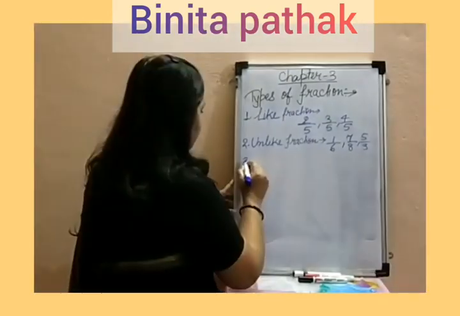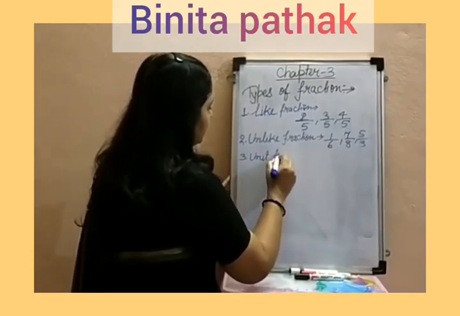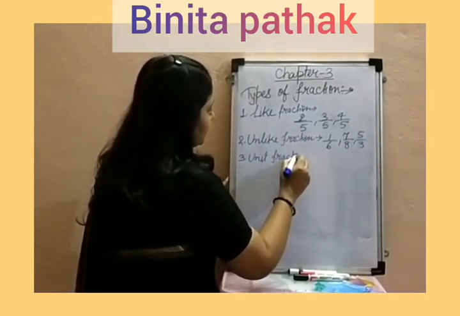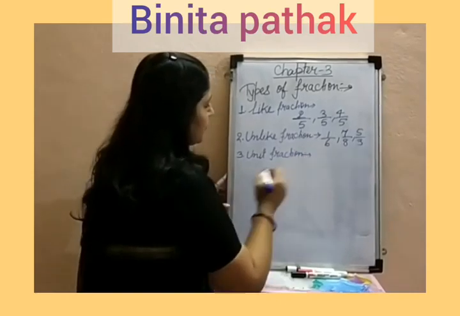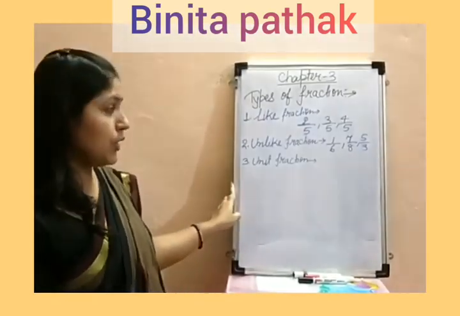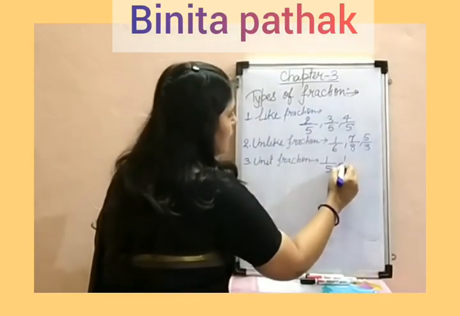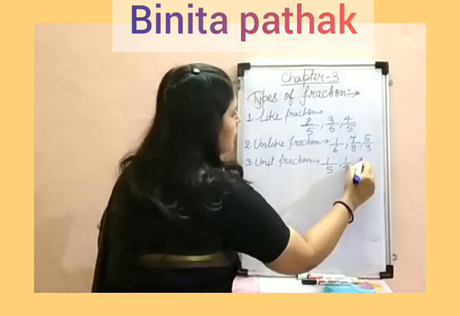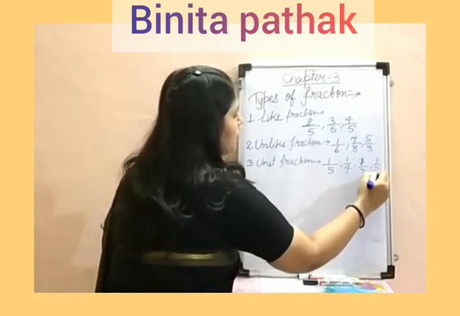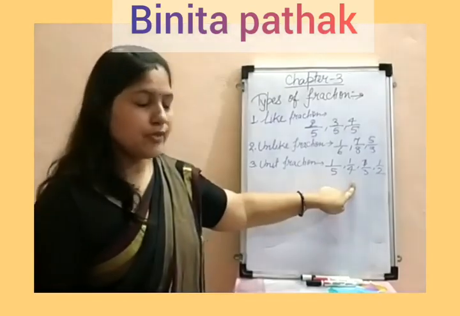Now third is unit fraction. When the numerator of the fraction is equal to 1, it is called a unit fraction. 1 upon 5, 1 upon 4, 1 upon 3, 1 upon 2. All the numerators are 1. These are called unit fractions.